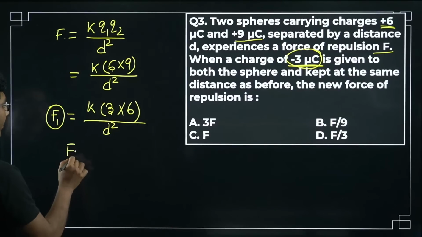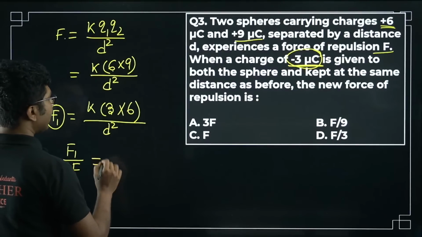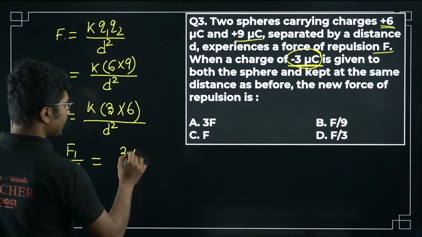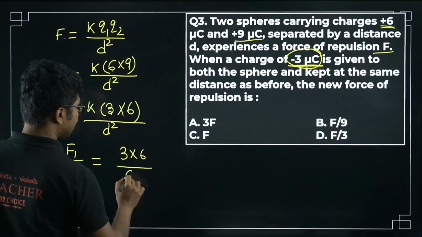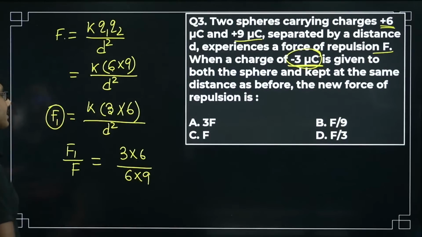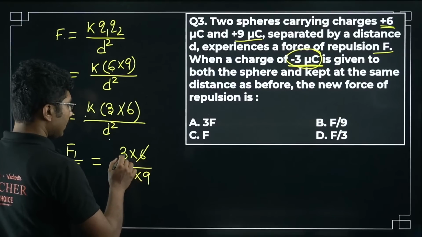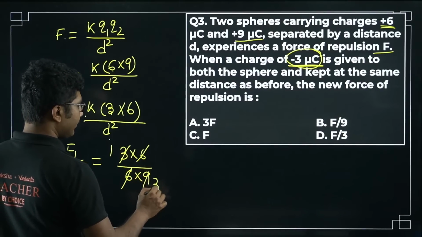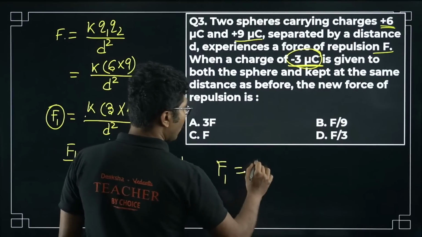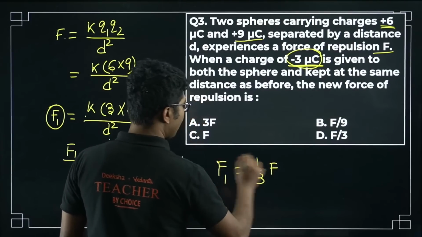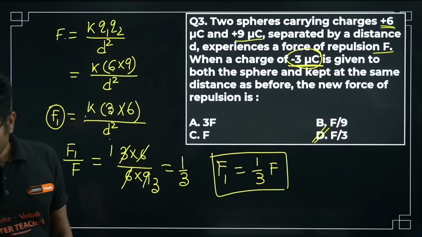So what we will be doing is F1 divided by F. You will get F1 is 3 into 6 divided by F is 6 into 9. Everything else will be cancelled. K will be cancelled, d square will be cancelled, they are common. So you get 1 by 3. So F1 will be 1/3 F, that is F by 3. So the correct answer is again option D in this case, right?